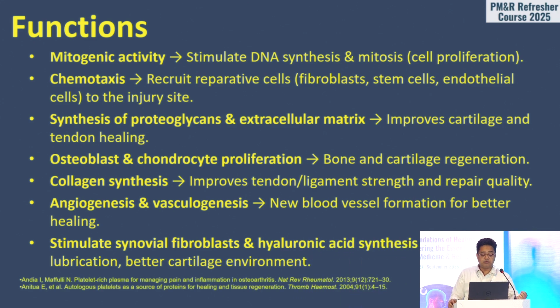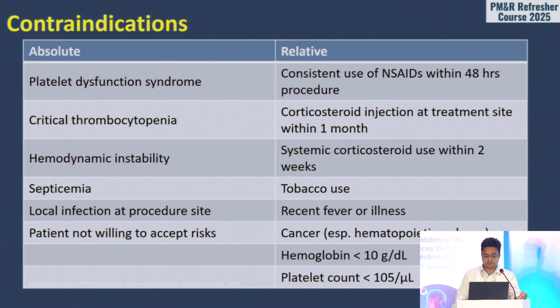Collagen synthesis improves tendon and ligament strength and repair quality. Angiogenesis and vasculogenesis, new blood vessel formation, support better healing. It also stimulates synovial fibroblasts and hyaluronic acid synthesis, giving joint lubrication and a better cartilage environment.